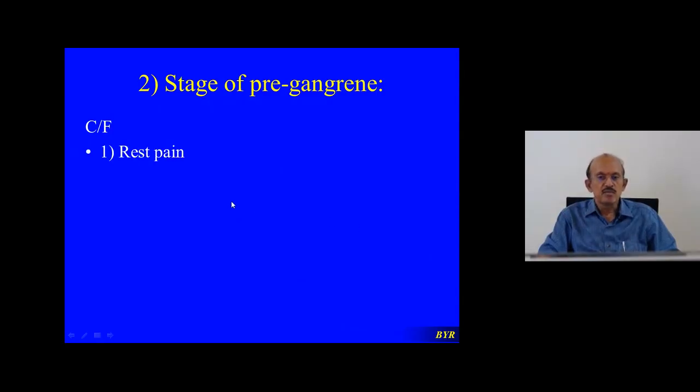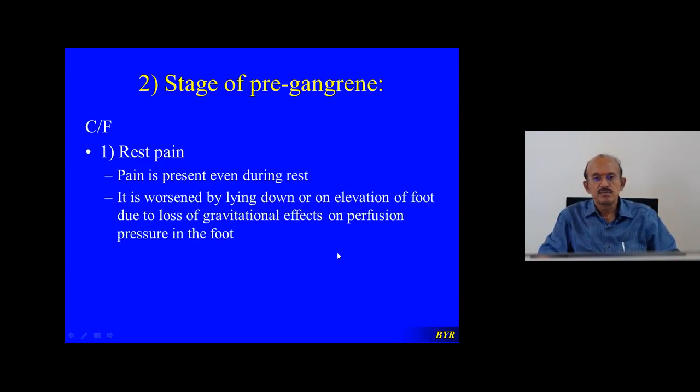Clinical manifestations: rest pain. Pain is present even during rest. It is worsened by lying down or on elevation of the foot due to loss of gravitational effects on the perfusion pressure in the foot. That means in the stage of pregangrene, the patient will have severe pain in the muscles. For example, there is obstruction of the femoral artery. The patient will have severe pain in the calf muscles. Even during rest also it is there.